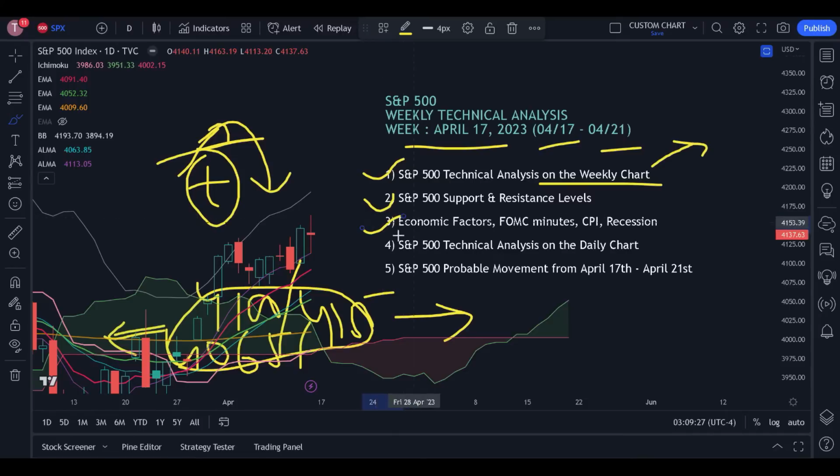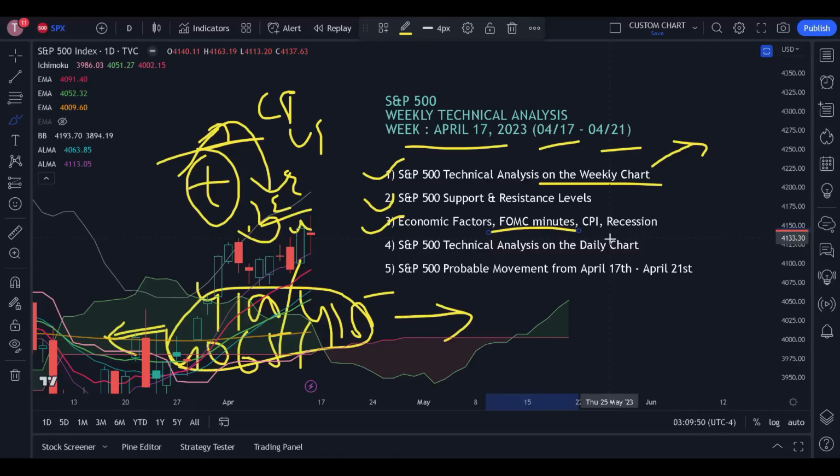Then the third point of the agenda is the economic factors. Recently, we have seen that the CPI data was published for the US. And also yesterday it was published for the European Union, for the Eurozone. Other than that, the earnings of the banks. Yesterday the banks have posted some good earnings, and the United Healthcare. Then we will discuss the FOMC minutes, what the Federal Open Market Committee members have actually discussed, and why some of them were ready for the 50 BPS rate hike.